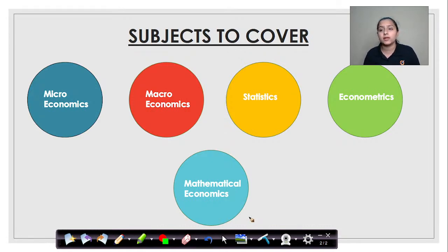Coming to mathematical economics, we have all done so much maths in our life, whether in school or in our bachelor's, even if we are from a maths background. But we feel trapped, wondering what is the use of this concept?